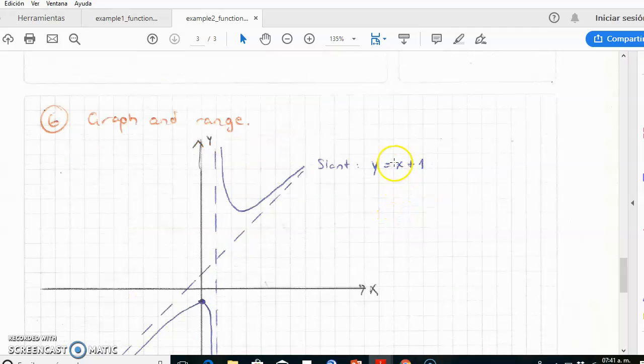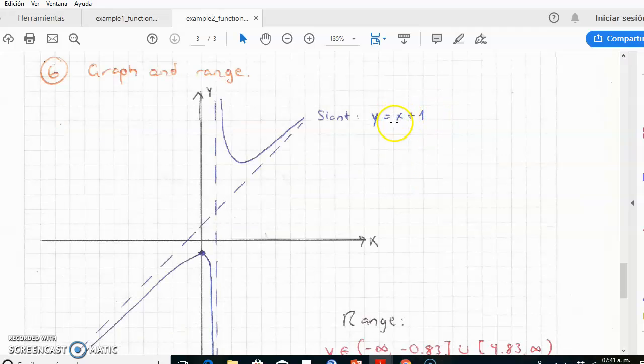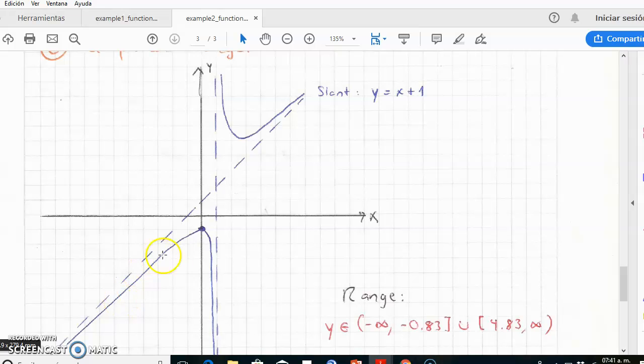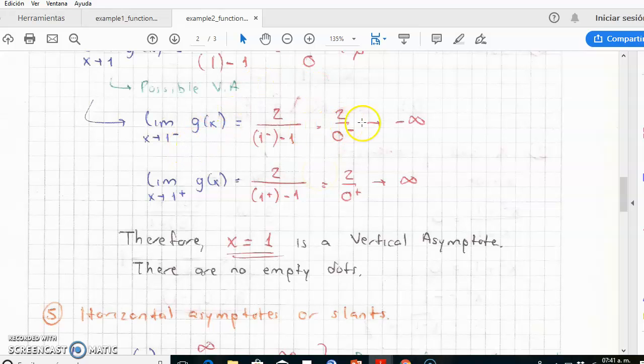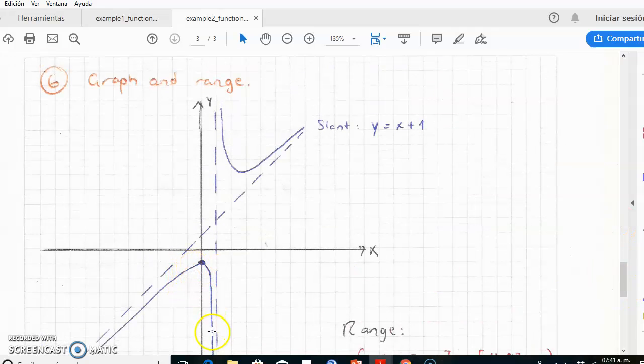Remember, to graph an inclined line you use the y-intercept and the slope. The y-intercept is plus 1, so just put a point of the slant, which is here, and then the slope, which is 1: one, one, one, one. I recommend that you use square paper for this. You put just the slant, and then to graph the function, you need to cross the point and just follow the shape given by the behavior before and after the asymptote, which is before the 1 is negative infinity, after the 1 is positive infinity. So that means that you go before the 1 to negative infinity, after the 1 to positive infinity, and that's that.